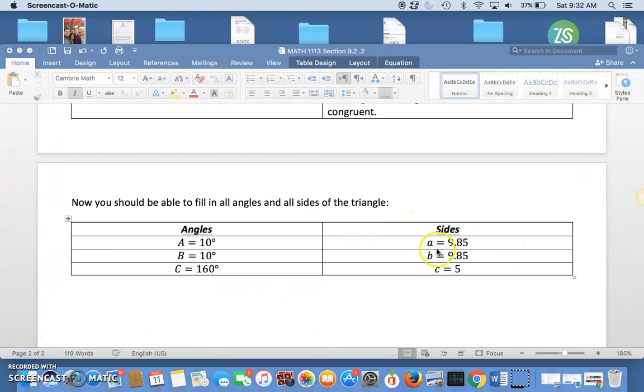Okay, now that I have this actually put in correctly, the two angles are 10 degrees here. Their corresponding sides, notice, are the same. Angle C was 160 and side C is 5. Now that I've got it correct, thanks.